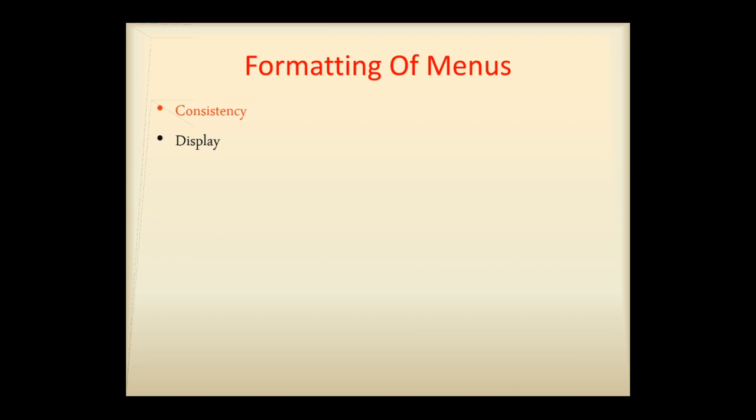So the next one is display. Here we are supposed to decide whether to display a menu continually or on demand, right? This is determined by the menu's frequency of use, right? Always permanently display menus that are frequently referenced, right? And this will provide memory support and immediate access to what is needed the most.